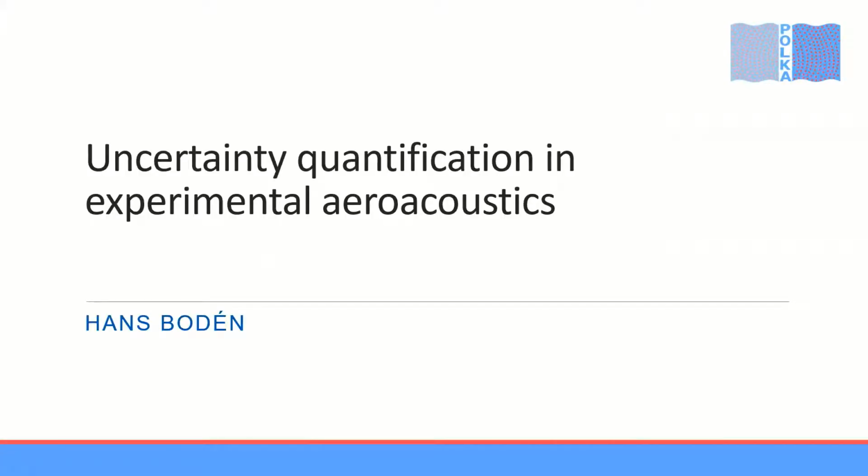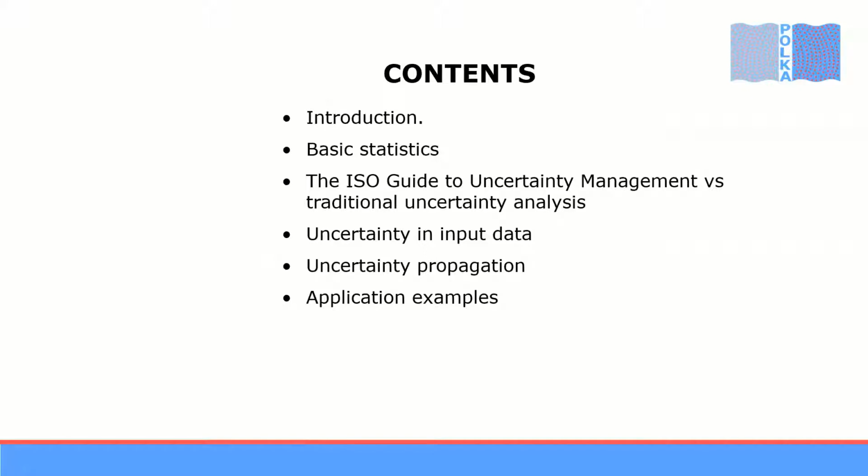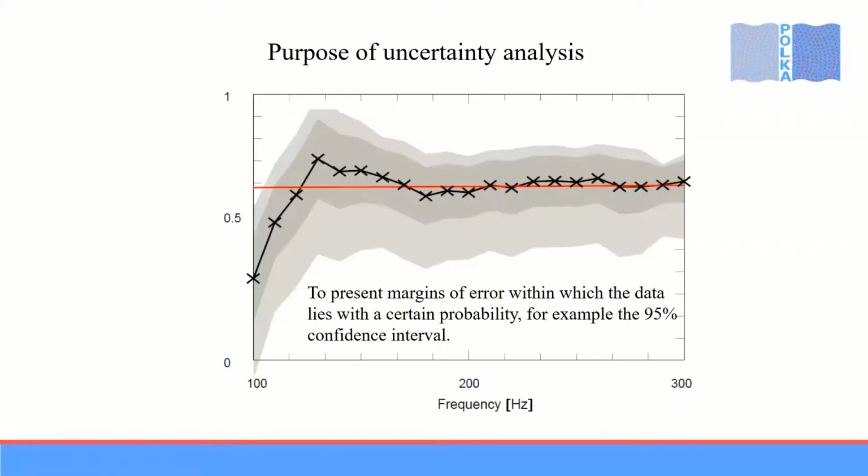So I will just quickly show the slides again. So this is the title of the talk and the contents. And then we started talking about the purpose of uncertainty analysis. That is to show margins of error within which the data lies with a certain probability. So very often we, for instance, use the 95% confidence interval.